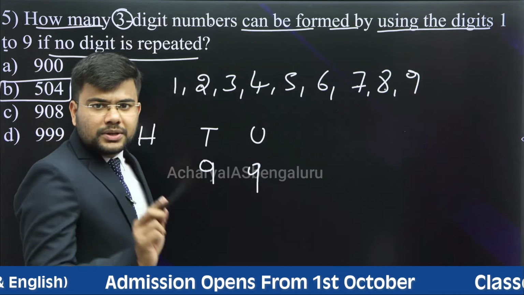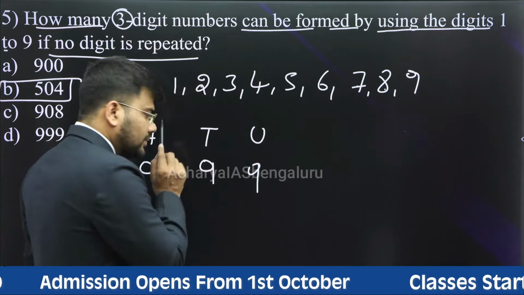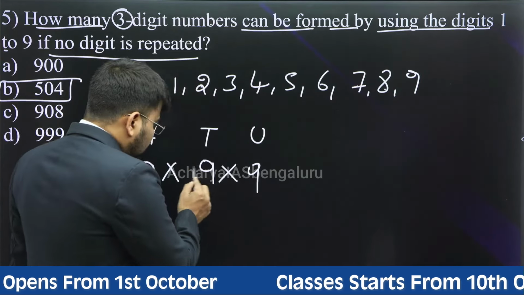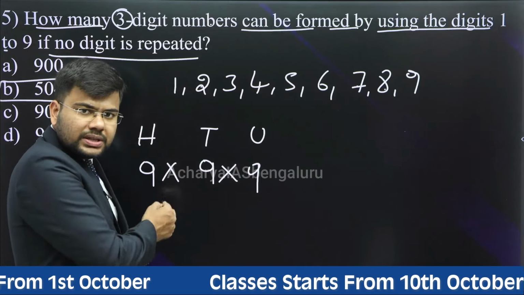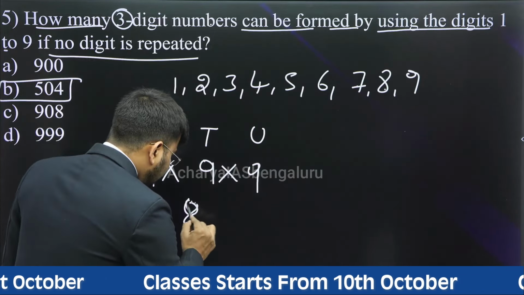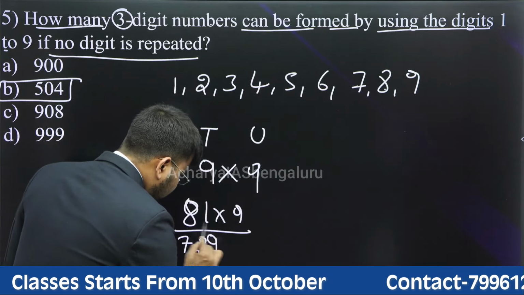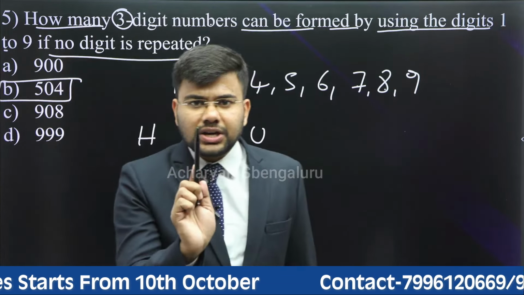Again coming to the 100 place. Now tell me the answer. Here also it will be 9. So multiplying all the 3, that is unit place, tens place, hundreds place, that is 81 into 9. That would be 729 would be the answer if the digits are repeated.